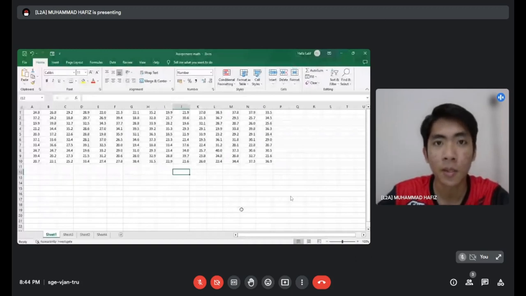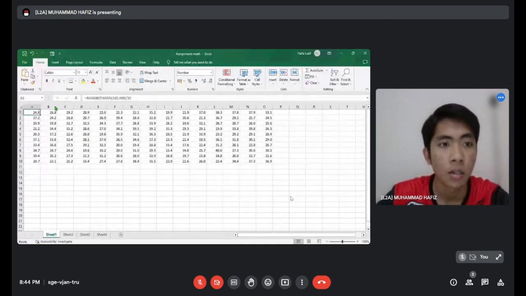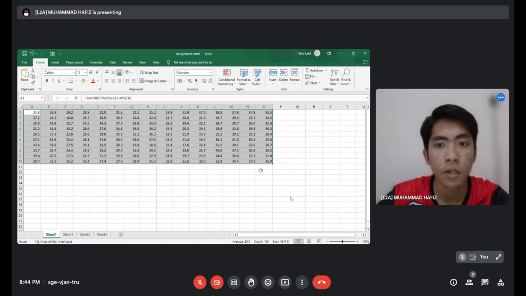Hello, my name is Muhammad Hafiz bin Abdul Latif. The first step for this assignment is to get 150 random data for BMI. So we have to get random BMI data from 18.0 until 40.0. The formula that we are going to use is, in a column, 180 to 400 divided by 10 to get one decimal point. We have to highlight 150 boxes and click enter.